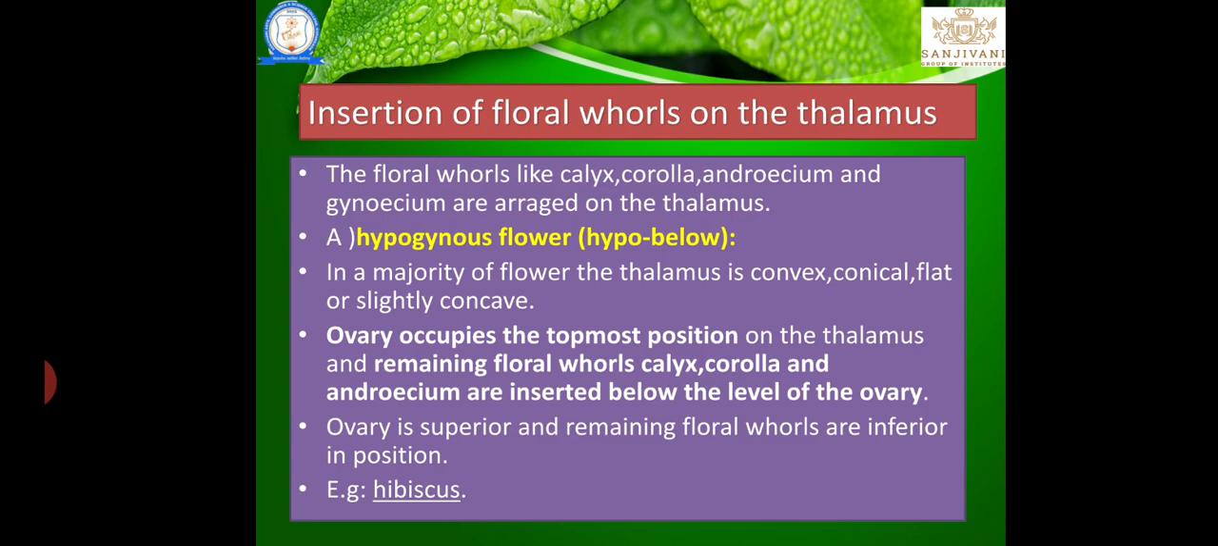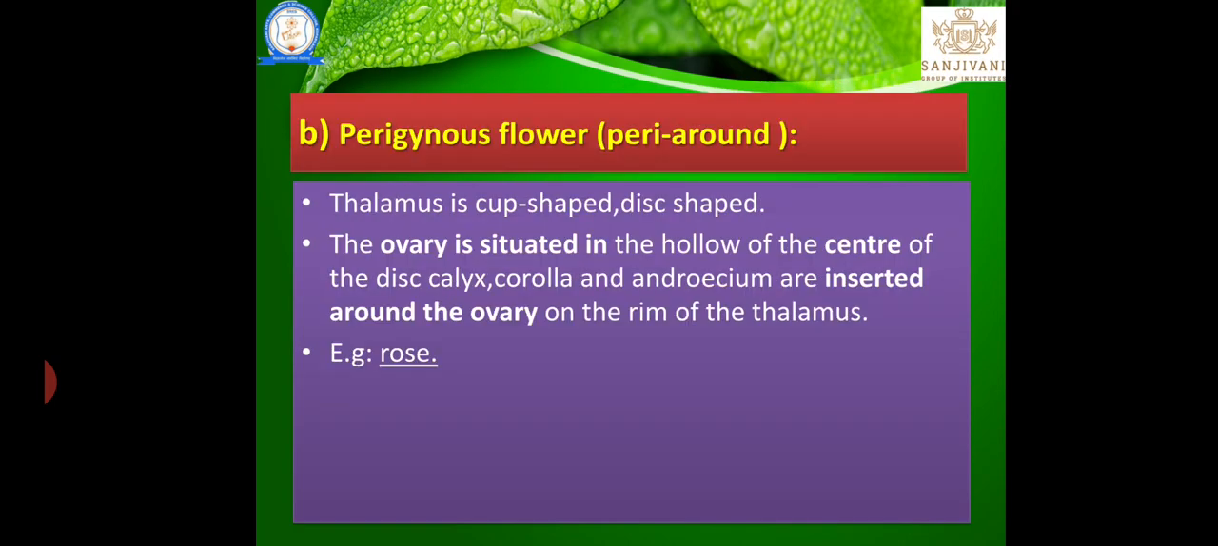The insertion of floral whorls on the thalamus. First, hypogynous. Hypo means below. In the majority of flowers the thalamus is convex, conical, or flat, and the ovary occupies the topmost position on the thalamus, while the remaining floral whorls, calyx, corolla, and androecium, are inserted below the level of the ovary. That is known as hypogynous. Perigynous: the thalamus is cup shaped. The disc shaped ovary is situated in the hollow center of the disc. Calyx, corolla, and androecium are inserted around the ovary. That is known as perigynous.